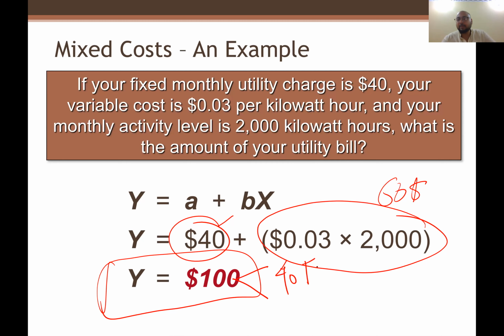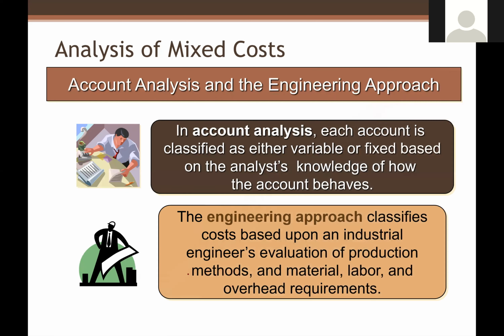40 as a fixed cost, 60 as variable cost. So this 100 of electricity bill, we cannot say that it is purely fixed or purely variable. It is a semi-variable bill or mixed cost bill. Does everybody understand that? Yes.